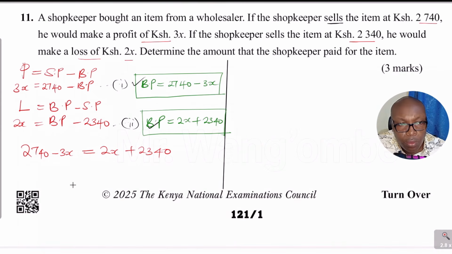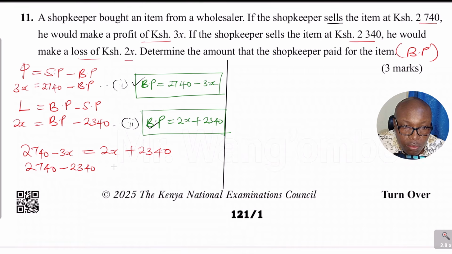By doing this, we'll be able to get the value of x. How do you get the value of x? It will help us to get the amount the shopkeeper paid for the item, which is the buying price in this case. So like terms together, so we'll have 2740. I'm subtracting 2340 from both sides, so I'll have like that, and then I will add 3x to both sides.